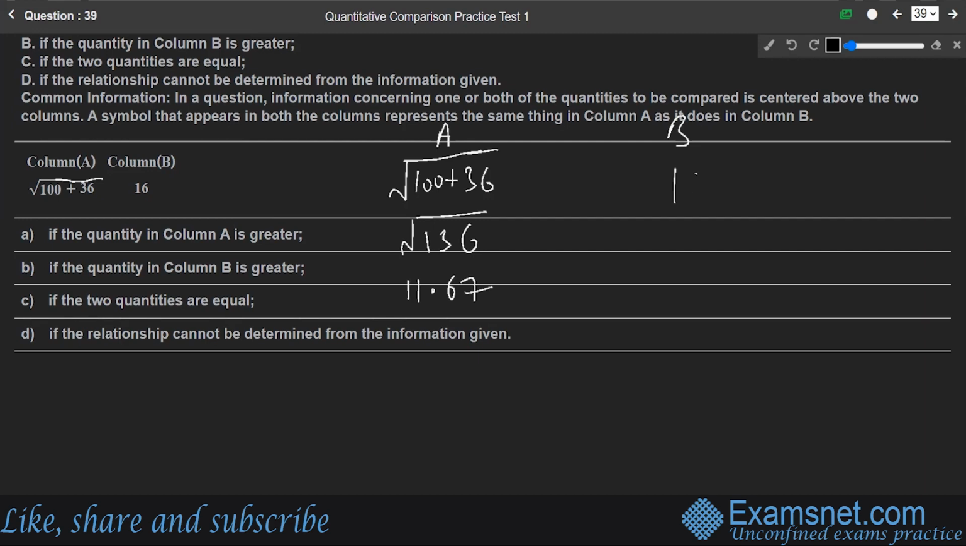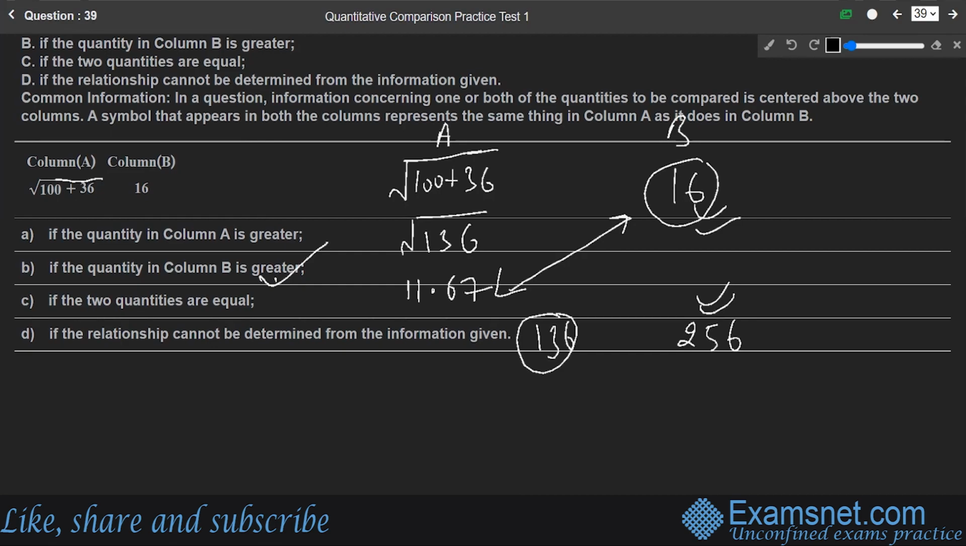If we see column B, there is a direct value of 16 given. So which out of them is greater? Obviously column B value is greater. We could have done it the other way also. 16 square would have been 256, but here the square value is 136 only. So obviously column B would have been the greater value. So quantity in column B is greater. That becomes the right answer.